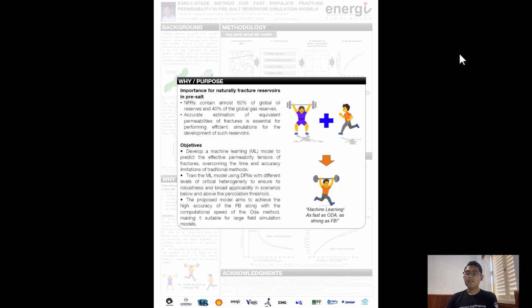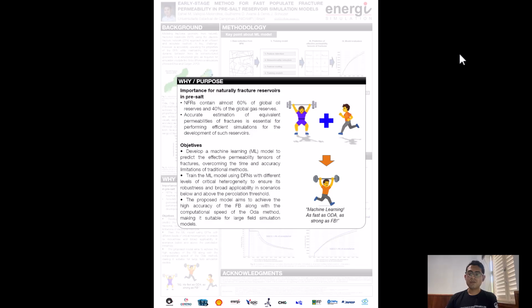But as we said, every method has its own limitations, right? And usually they force a trade-off between computational cost and accuracy. In this context, we aim to develop a machine learning model to predict the effective permeability tensors of fractures, overcoming the time and accuracy limitations of traditional methods. We train the model using DFMs with different levels of heterogeneity to ensure it's robust and widely applicable, both below and above the percolation threshold.